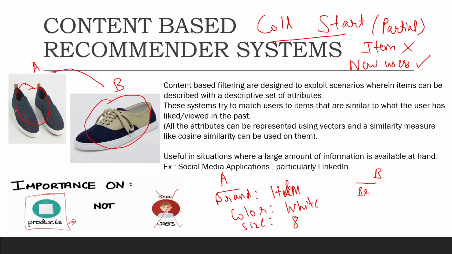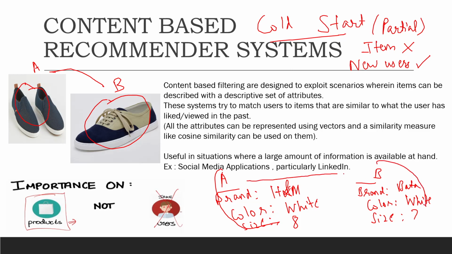Now for product B, we take the same key value pairs. Let's say the brand over here is Bata, the color of the sole is again white, and the size this time is 7. So now all of the products' attributes have been broken down into key value pairs, and using these we can measure how similar A and B are. We can see that the brand differs, but the color of the sole is the same. The size is almost similar. So using these metrics, we can see how similar those two different items are.